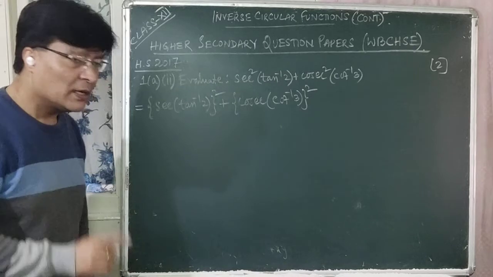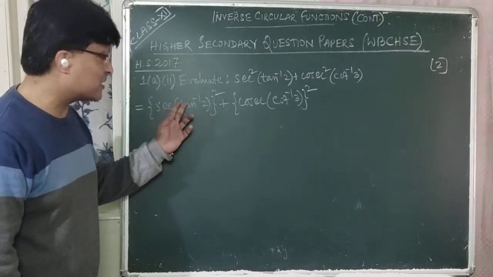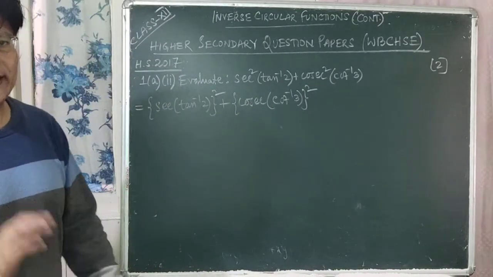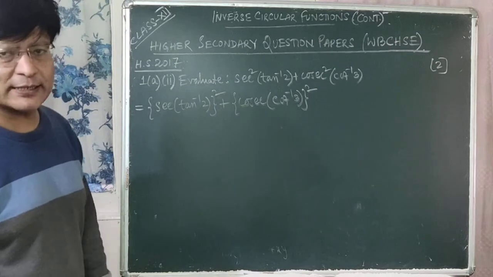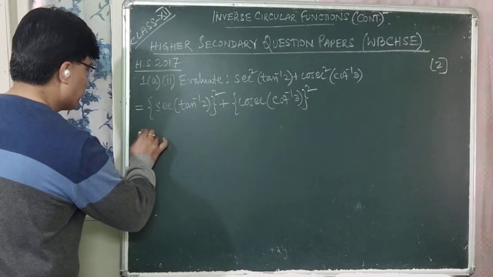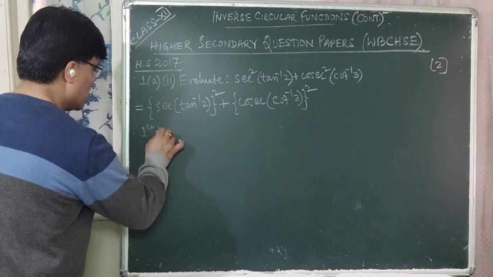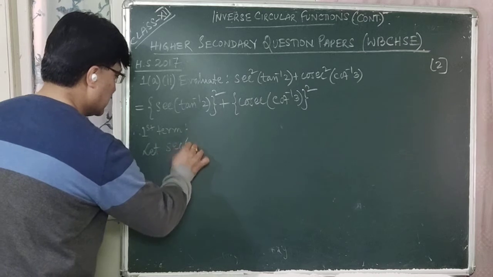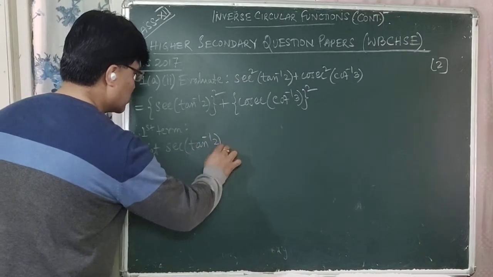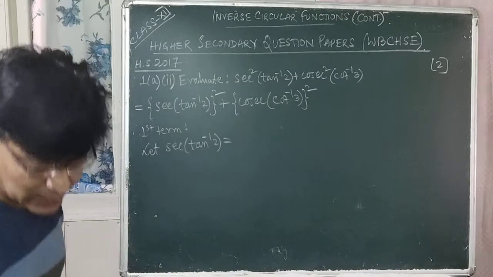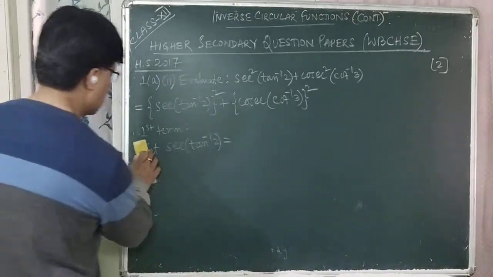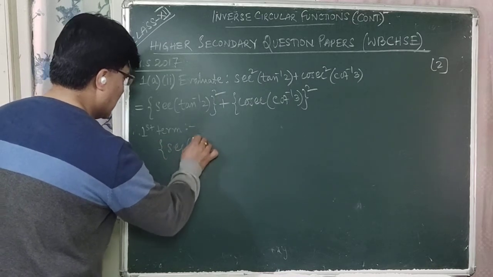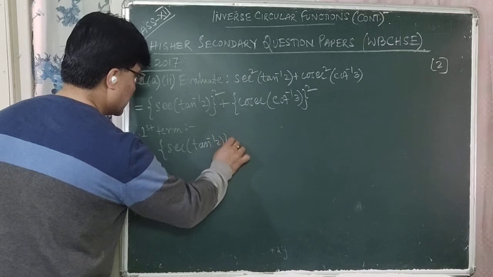Okay. So now let us find out the value for sec tan inverse 2. You can easily simplify it. Now you should know the method how to get the value for sec within bracket tan inverse 2, right? So first term. Suppose here the first term is, what is the first term? Here the first term is sec tan inverse 2 second bracket close whole square.